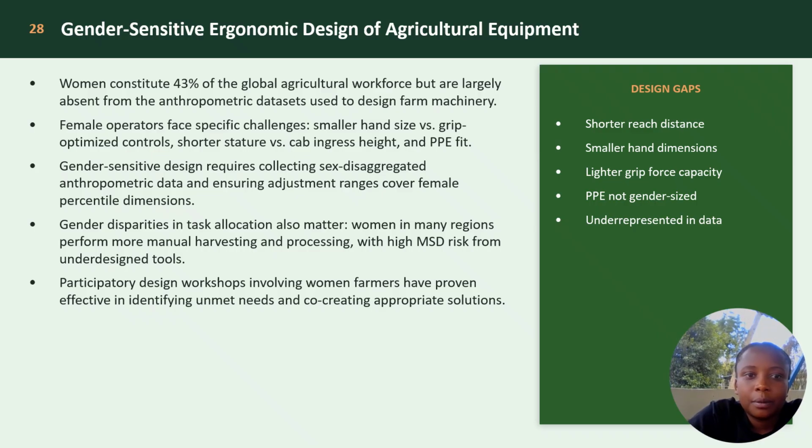Topic 28 is about gender-sensitive ergonomic design of agricultural equipment. Here are the design gaps: shorter reach distance, smaller hand dimensions, lower grip force capacity, PPE not gender-sized, and underrepresentation in data.